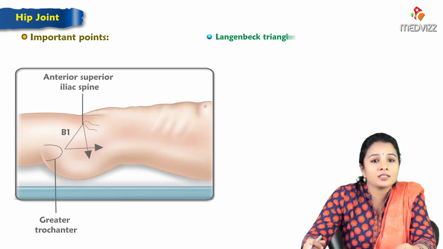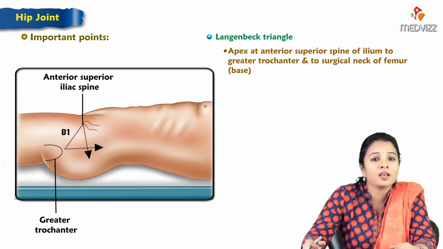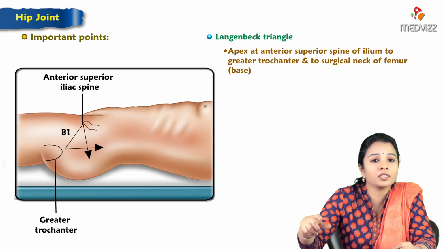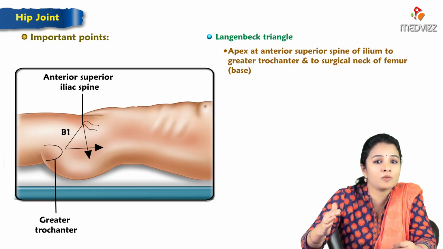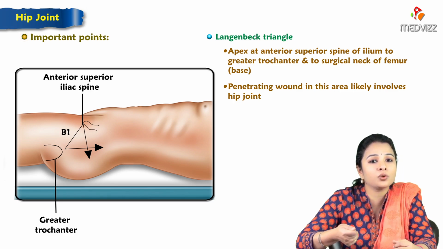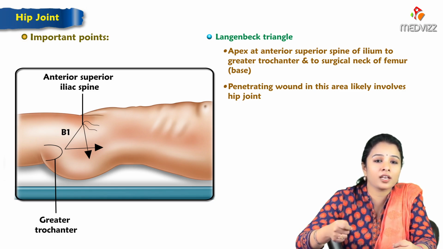Next, about Langenbeck's triangle. Langenbeck's triangle has its apex at the anterior superior iliac spine of the ilium, and extends to the greater trochanter and surgical neck of the femur. The base is between the greater trochanter and surgical neck of the femur, and the apex is at the ASIS, the anterior superior iliac spine. If there is any penetrating wound in this area, it is likely to involve the hip joint. That is the importance of Langenbeck's triangle.